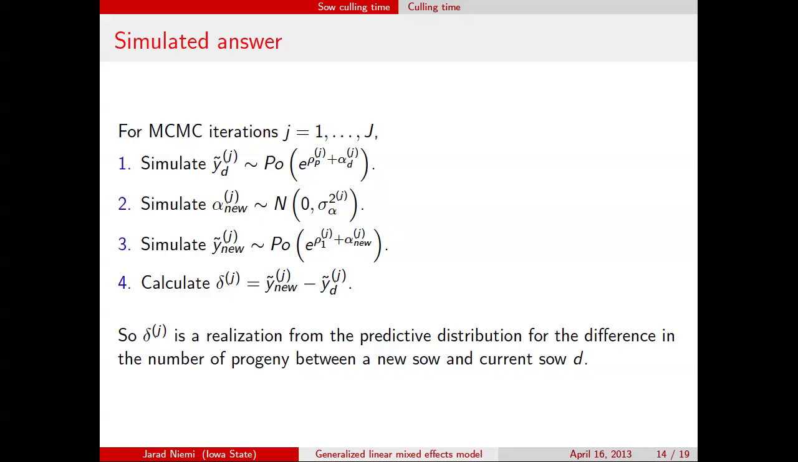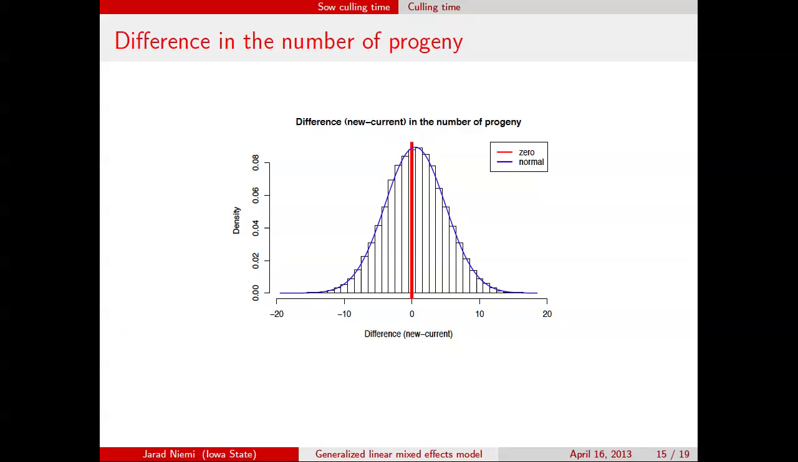Okay. All right, so this delta is just then one realization from the predictive distribution for the difference in progeny. And if we take a whole collection of those, then we have a full posterior distribution for that predictive quantity, let's say. Okay, so that's what I did here. The histogram is that distribution out of the deltas.